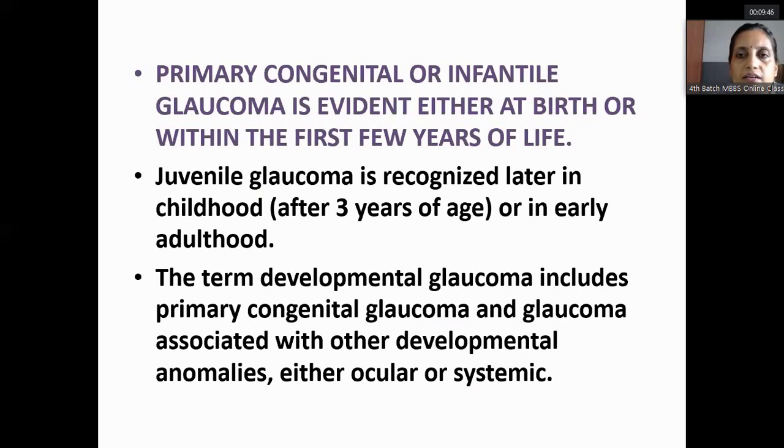Primary congenital or infantile glaucoma is evident either at birth or within the first few years of life. Juvenile glaucoma is recognized later in childhood, that is after 3 years of age, or in early adulthood. The term developmental glaucoma includes primary congenital glaucoma and glaucoma associated with other developmental anomalies, either ocular or systemic anomalies. So always keep in mind, when does juvenile glaucoma start? Juvenile glaucoma is also a childhood glaucoma, but it is diagnosed after the age of 3 years till adulthood.